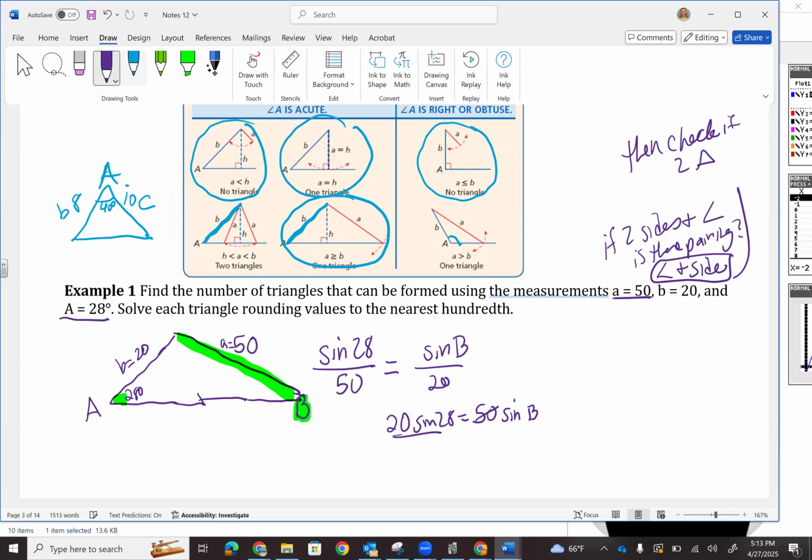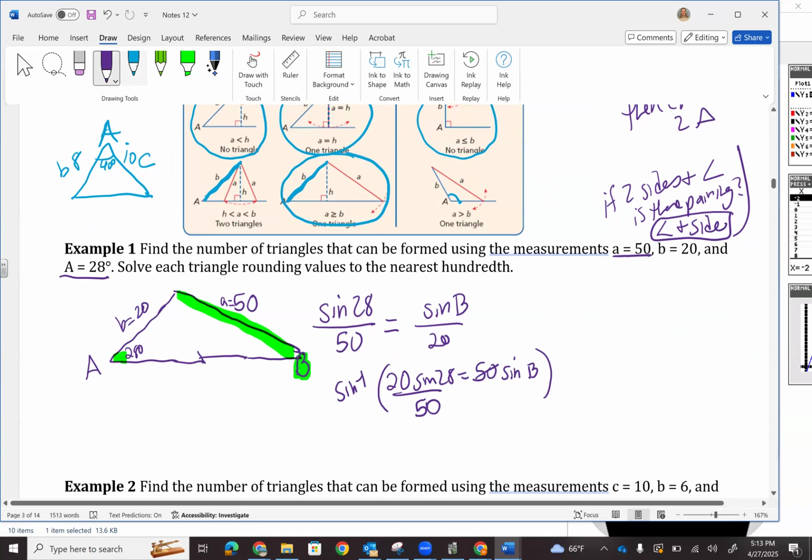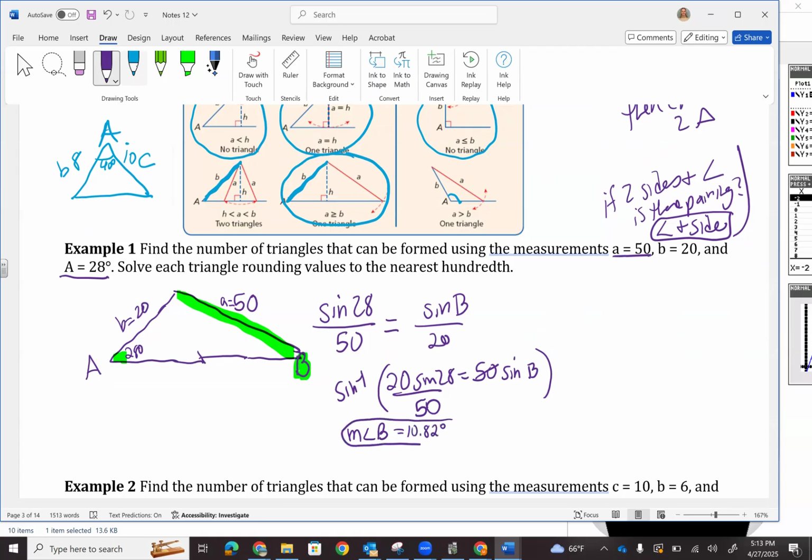And then we're going to do the inverse sine of both sides. So if I put that in my calculator, I'm going to get the measure of angle B equals 10.82 degrees. Okay. And so we could put this down here, 10.82 degrees.